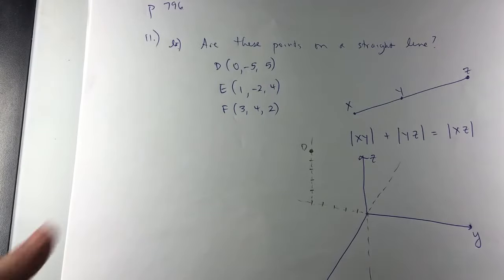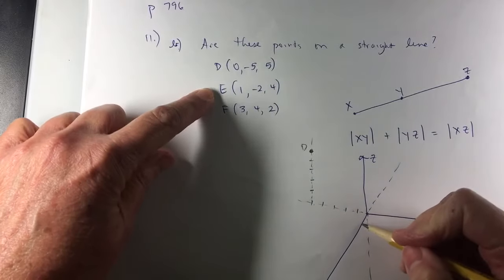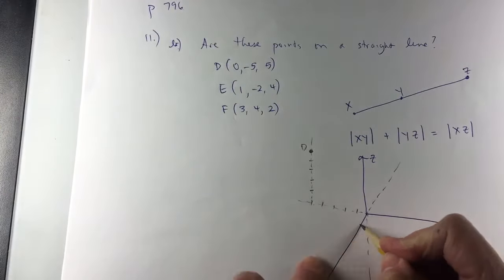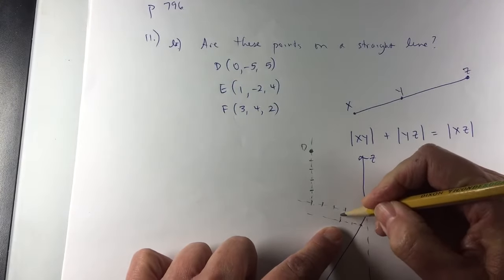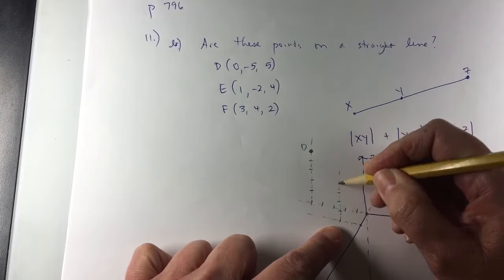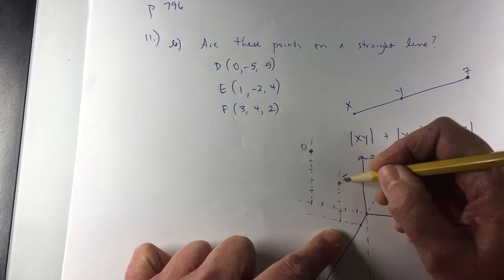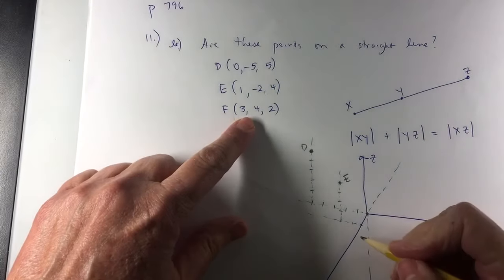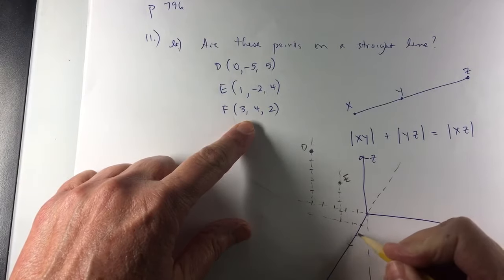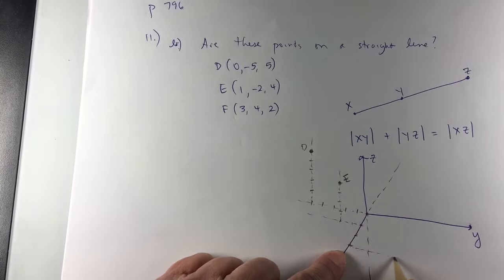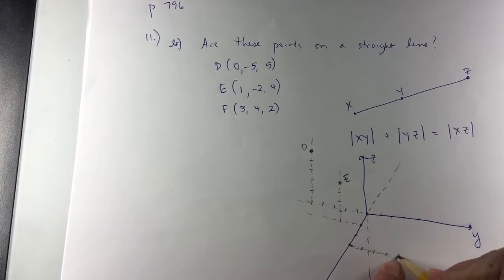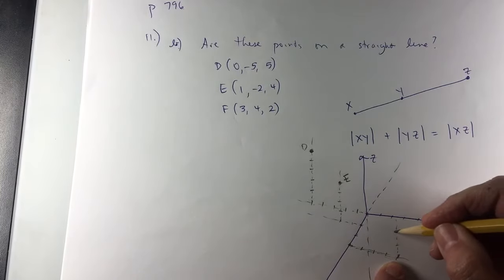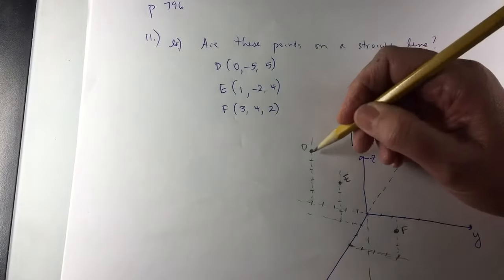And then I will plot E. For E, I'll come out 1 unit on X, then I'll go -2 units on Y, and then up 4 units on Z. So that would be point E. And F, I'll come 3 units on X, 4 units on Y. So I draw parallel to Y, and I'm going to mark my 4 units on that little dotted line, and then up 2 units on Z. So here's F.